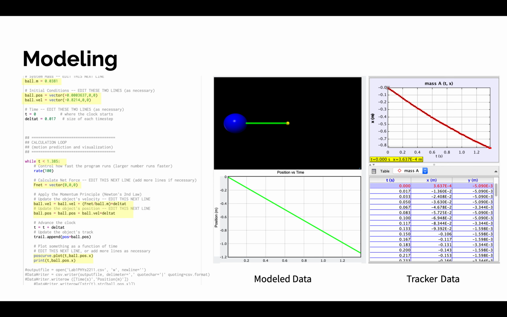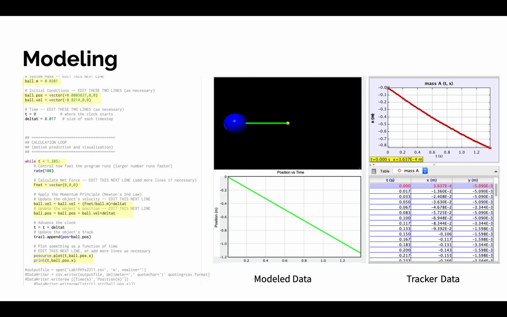I then used GlowScript to input the data to create my computational model. The ball's mass, the ball's position vector, and the ball's average velocity vector were all used to set up the physics of my model. I then needed to change the fnet vector to 0, 0, 0 to achieve the constant velocity. The ball's velocity and the ball's position formula were also adjusted to be in line with constant velocity.